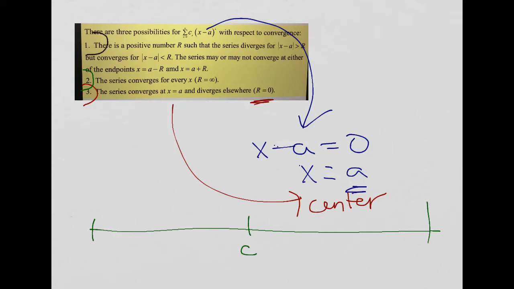So number 1, there's a positive number r such that the series diverges for the absolute value of x minus a greater than r, but converges for the absolute value of x minus a less than r. The series may or may not converge at either of the endpoints, x equals a minus r and x equals a plus r. So let's talk about r here. r would be your radius of convergence.